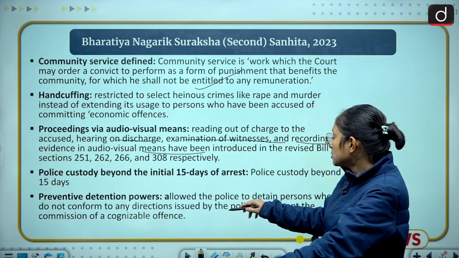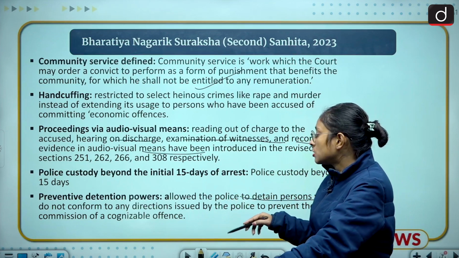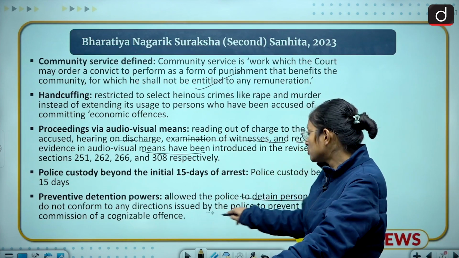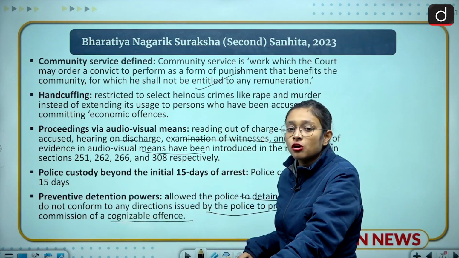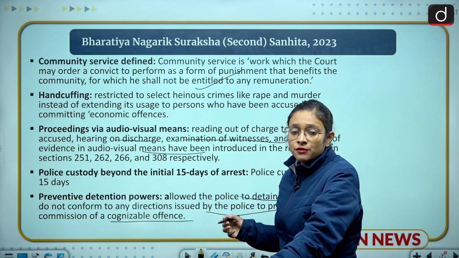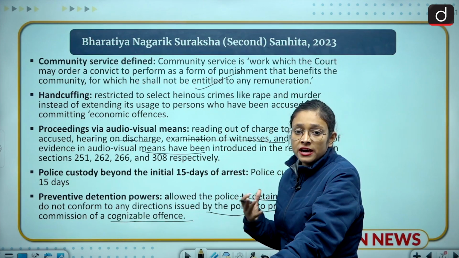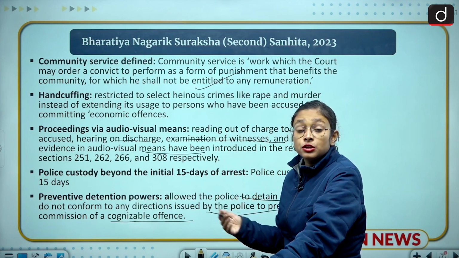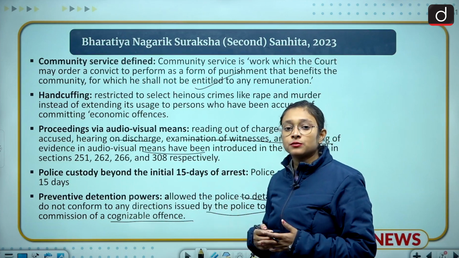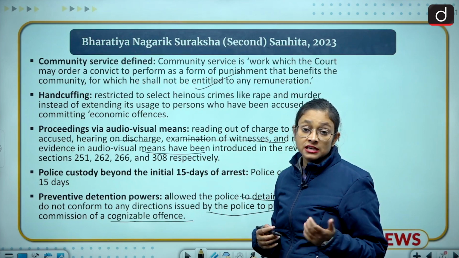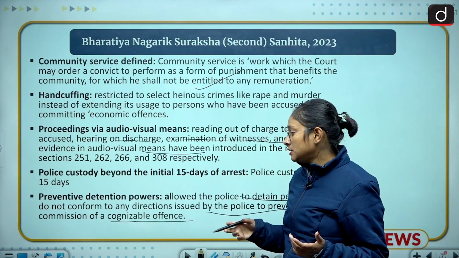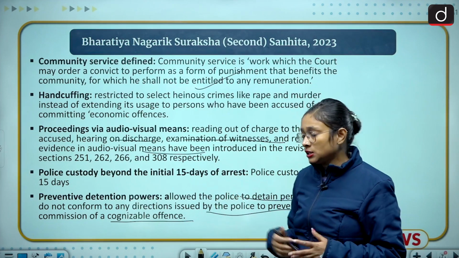It allows the police to detain a person who does not conform to directions issued by the police, or to prevent commission of a cognizable offense. So what is this cognizable offense? In that offense you don't have to take a warrant from the court, and the police can act; it is a very serious offense, like rape and murder. So preventive detention is applied to that.